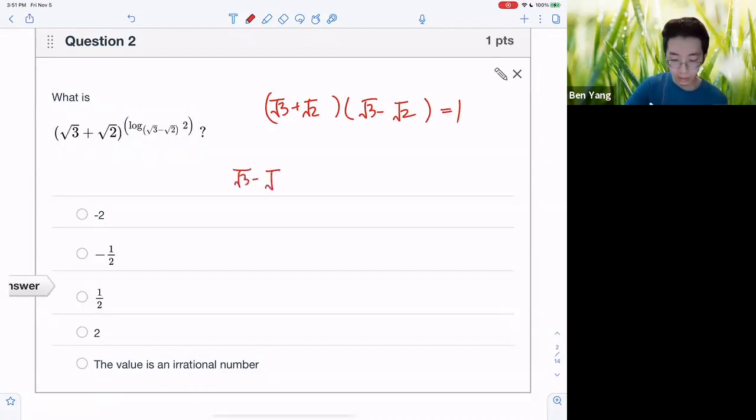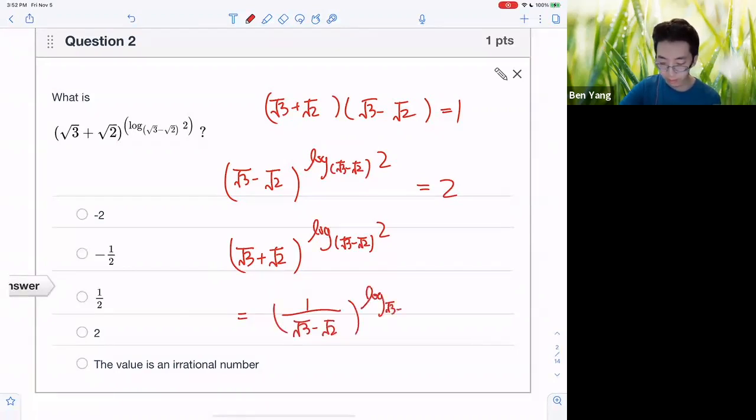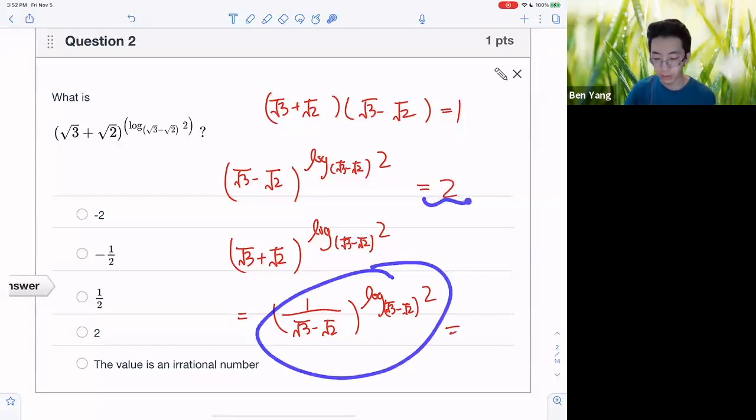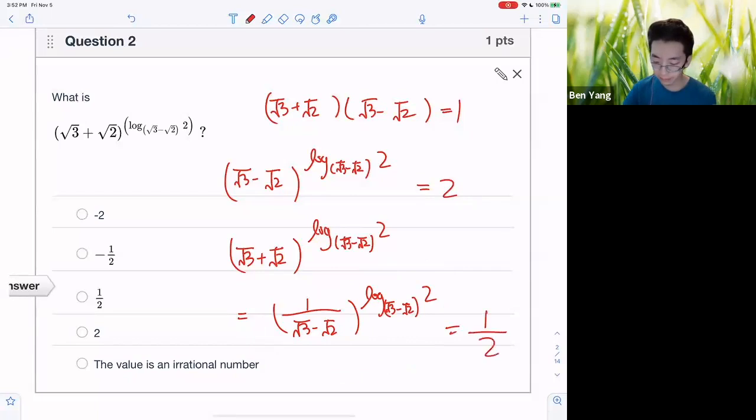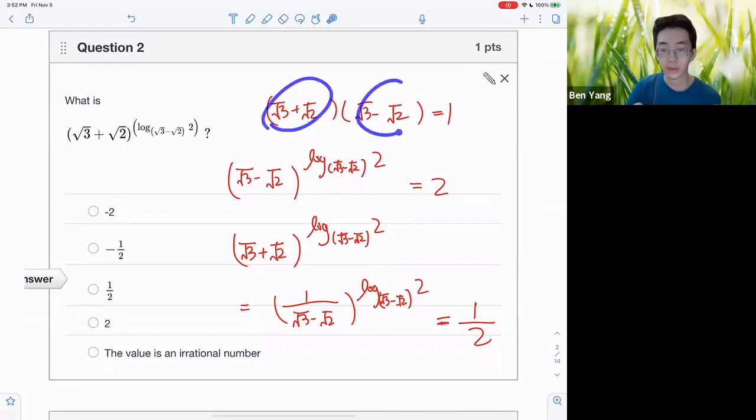We know that root 3 minus root 2, to the power of that number, that's the definition of log, right? That's exactly 2. And now, if you look at this root 3 plus root 2, if you use that as the base, then that to the power of log base root 3 minus root 2 of 2 can be written as 1 over root 3 minus root 2 to that power. But then that's just the reciprocal of the number 2 here, which is 1/2. Here I guess the key point is to see that the product of these two numbers should be equal to 1.